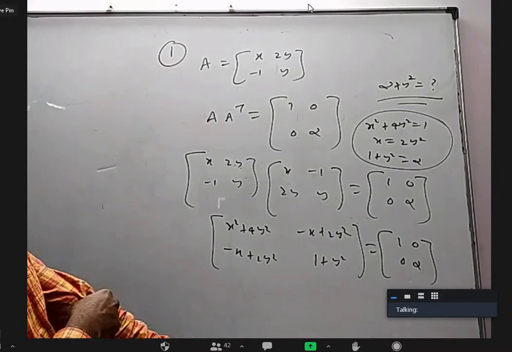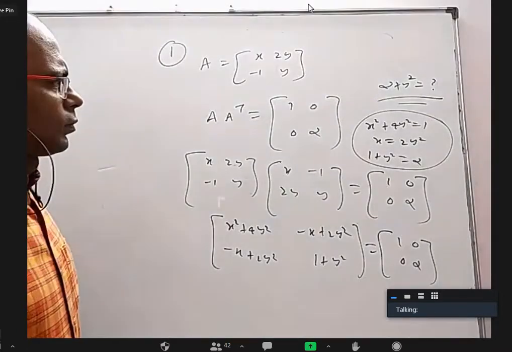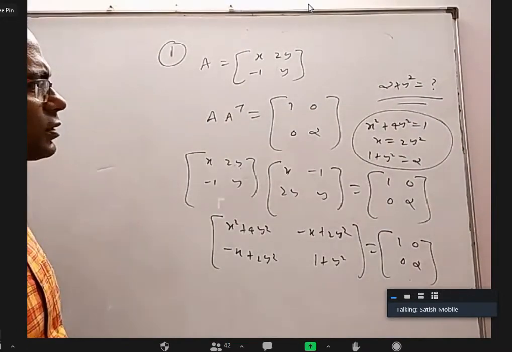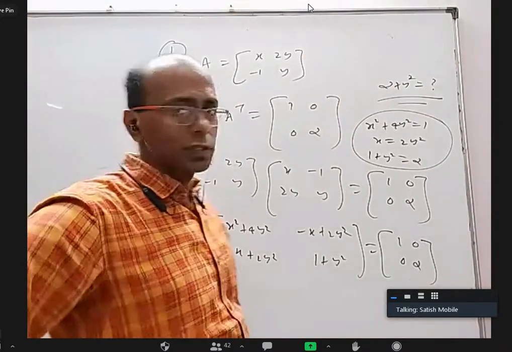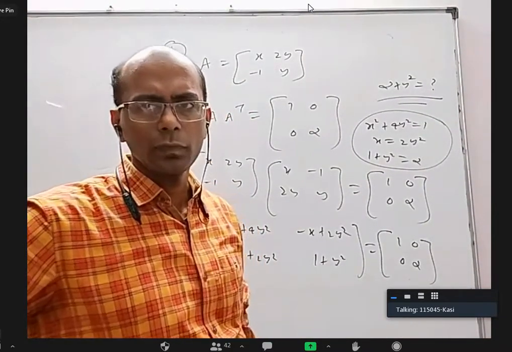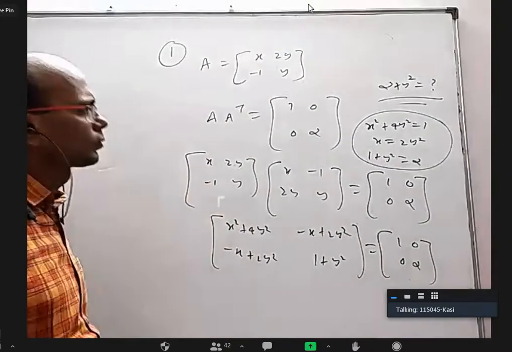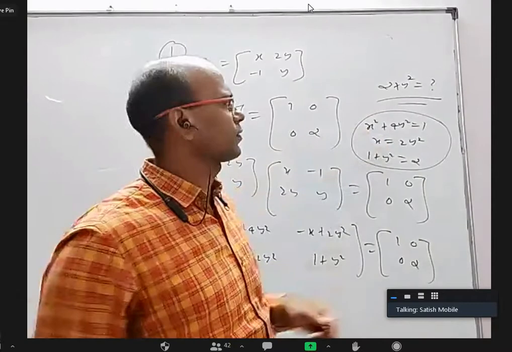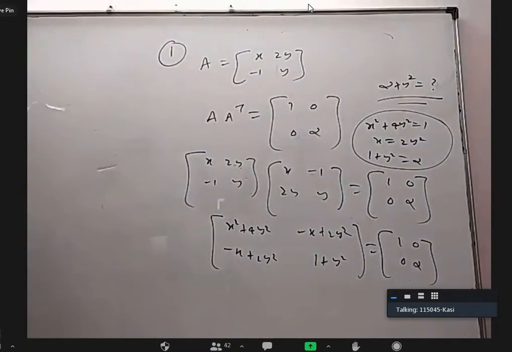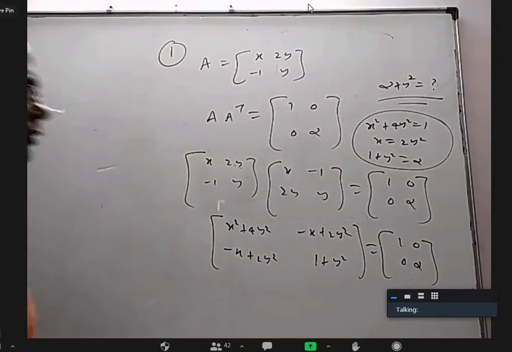Sir, 3 equations, 3 unknowns. Yes, sir. As we got x equal to 2y square, we can substitute in the first equation, sir. You will get a quadratic equation in terms of x. From there only I didn't get, sir. Yeah, I'll try.